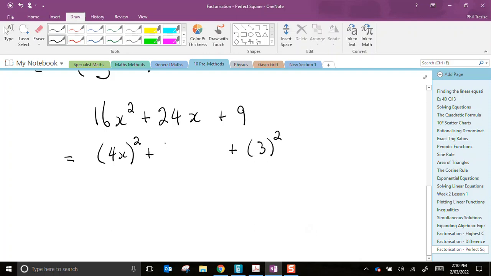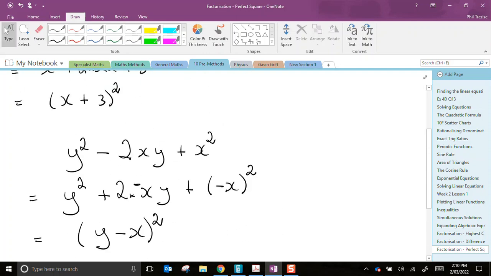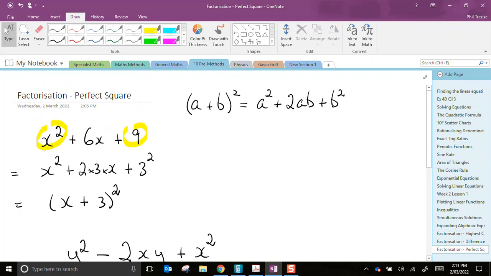And if everything's worked, the piece in the middle should be 2 times the bit at the front, the 4x, times the bit at the back, the 3. Now, what is 2 times 4? That's 8. And 8 times 3 is 24. So the thing in the middle that fits the pattern is the same as what it was in the original question. So the thing at the front is the 4x. Add the thing at the back, the 3, and that's my binomial, which is squared as the perfect square. So perfect square factorisation, opposite of what we did yesterday. We have to recognise the pattern on the right hand side of that rule, and then we can go back to the step on the left. Thanks for watching.